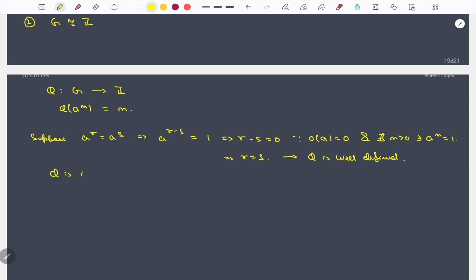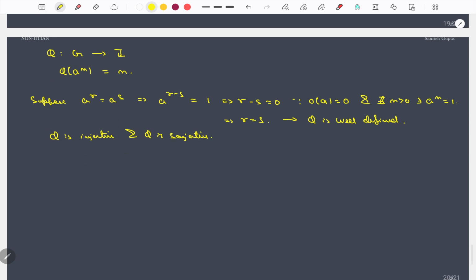Now is phi injective? Phi is injective by definition itself, and phi is surjective also by definition itself, and phi is a homomorphism also by the same steps. Phi is clearly a homomorphism. So you can fill in the gaps. These are pretty easy proofs. Hence, G is isomorphic to Z. Fine. Is it clear?